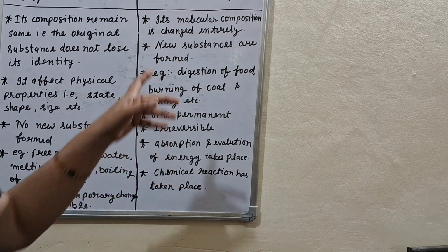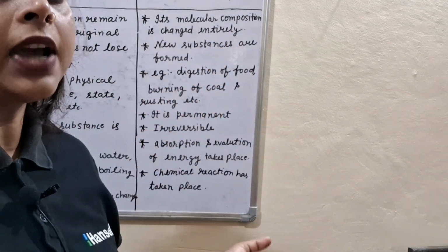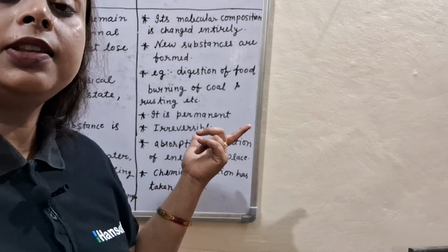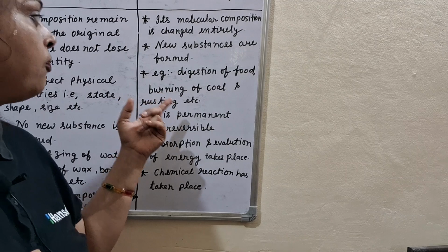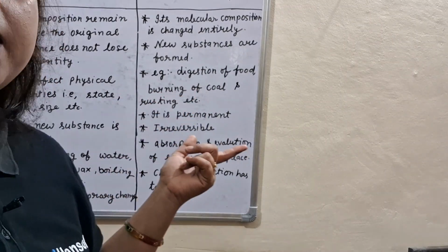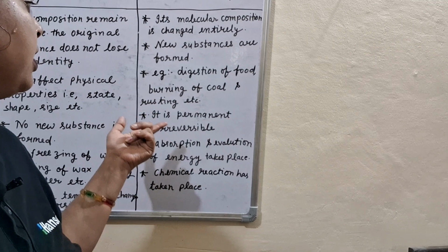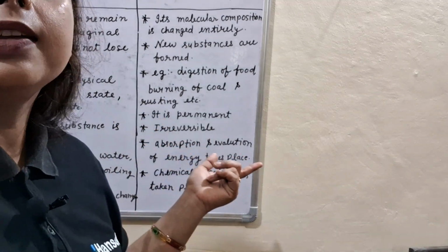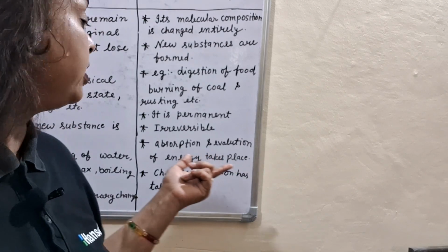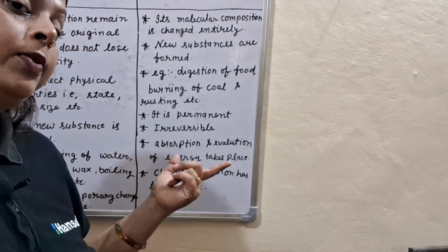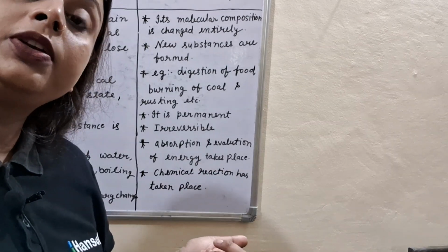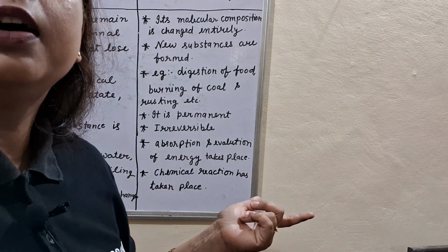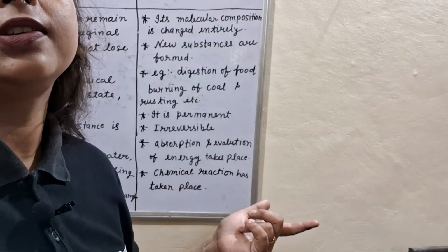I repeat my topic again. Its molecular composition is changed entirely. New substances are formed. Digestion of food, burning of coal and rusting of iron, etc. are examples of this. It is permanent, not temporary. It is irreversible. You can't reverse it. Absorption and evolution of energy both take place in this process, and a chemical reaction has taken place.